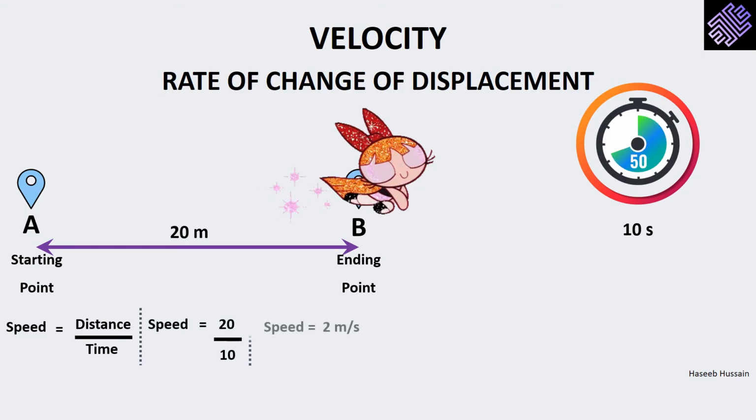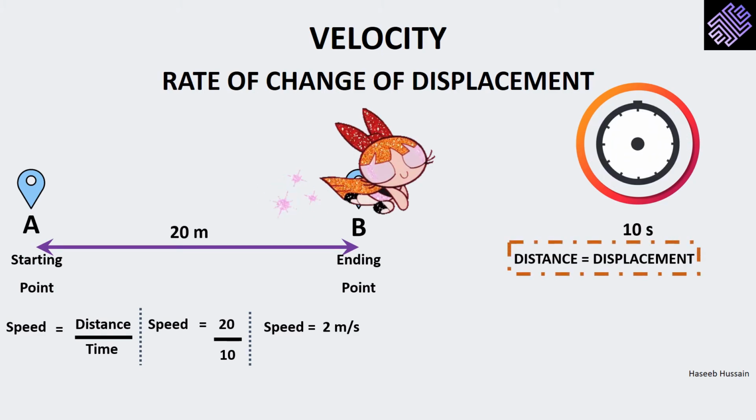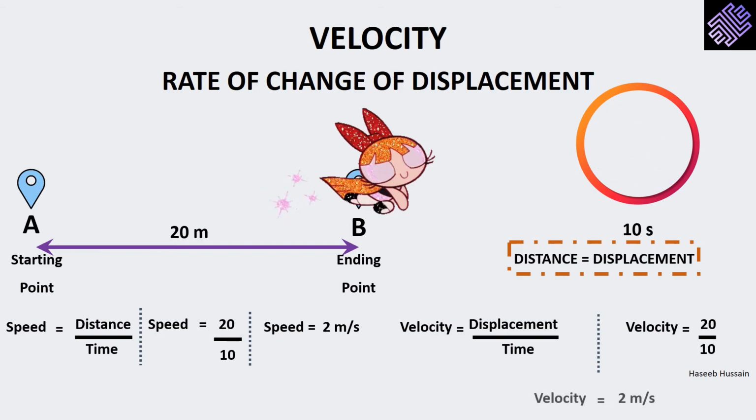Now, if we consider the displacement, which is the shortest distance between starting and ending point, her displacement is also 20 meters. As her path is a straight line, distance and displacement are equal. Her velocity is the ratio of displacement over time. So her velocity is 20 divided by 10. In other words, 2 meters per second. As you can see, both speed and velocity are 2 meters per second.